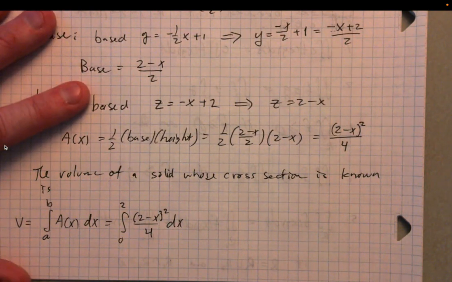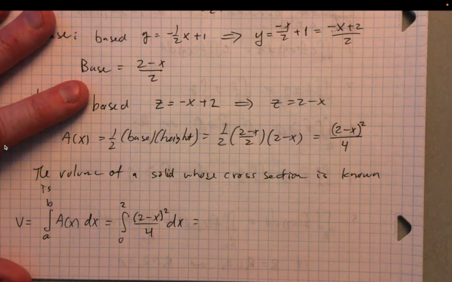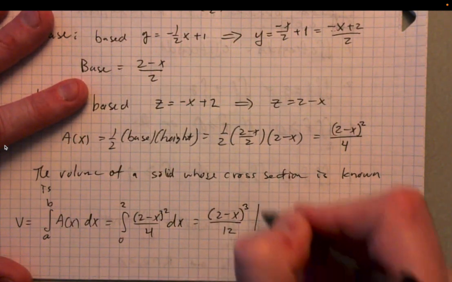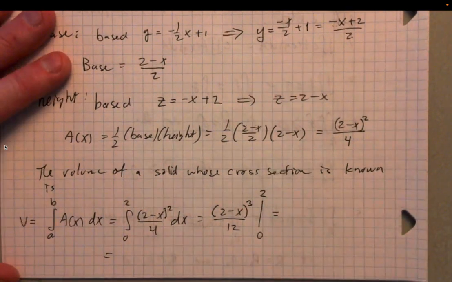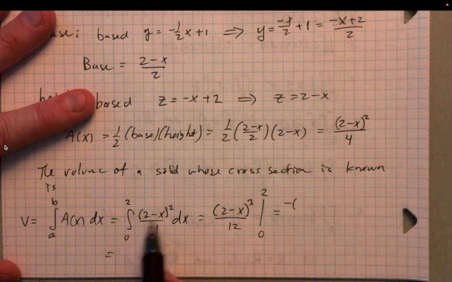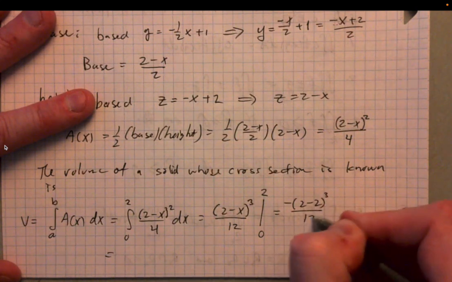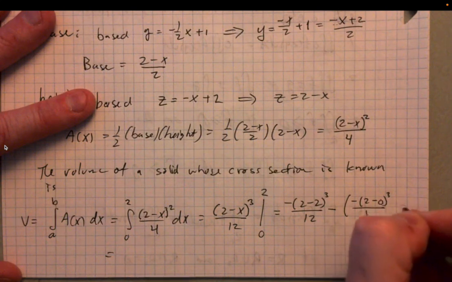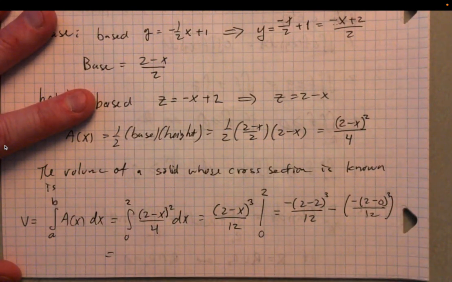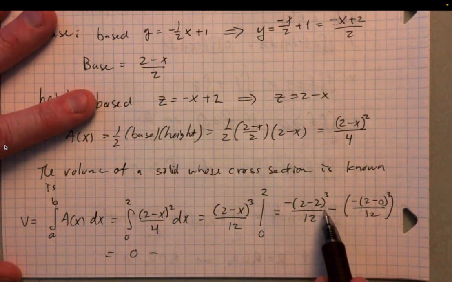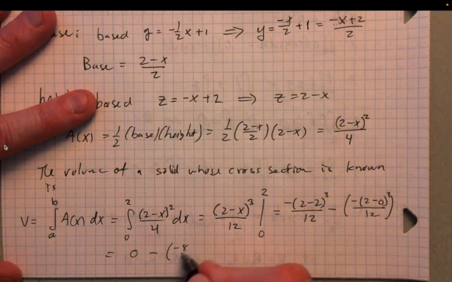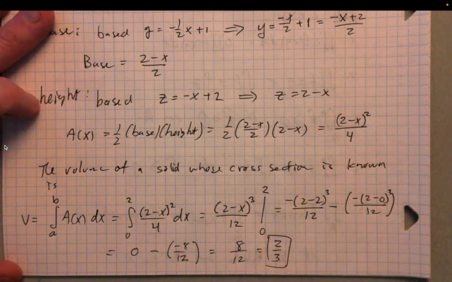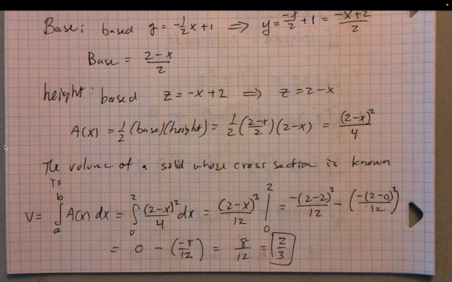Can we calculate this? Yes, it's a simple integral, and if you do that, you'll get 2 minus x to the third power over 12, going from 0 up to 2. Plugging everything in, we plug in 2 first, so it's 2 minus 2 cubed over 12, minus the value at 0, which is 0. 2 cubed is 8, so we get negative 8 over 12, or otherwise known as 2/3. So the volume here would be precisely 2/3.